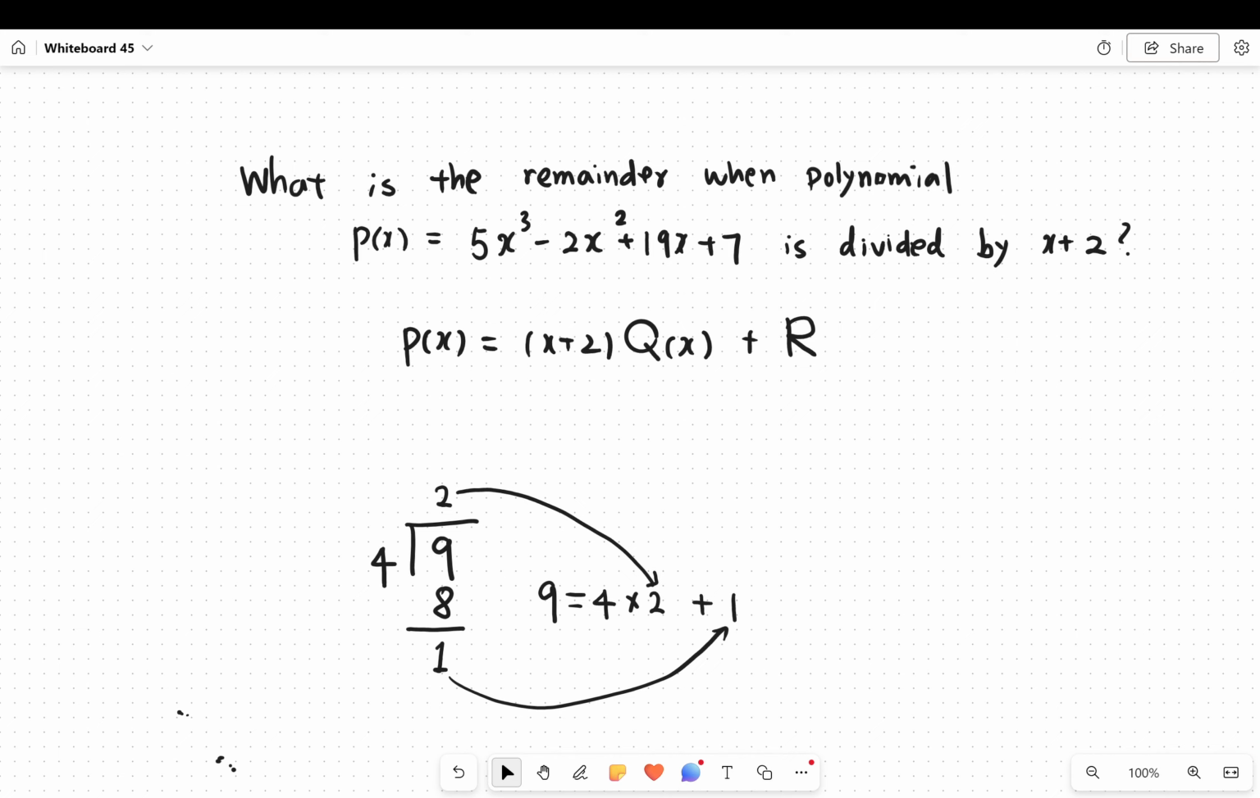For example, if you have a similar question but divide by a quadratic function, you're supposed to start with a remainder that is a linear function. Then we are going to plug in x is equal to -2 on both sides.